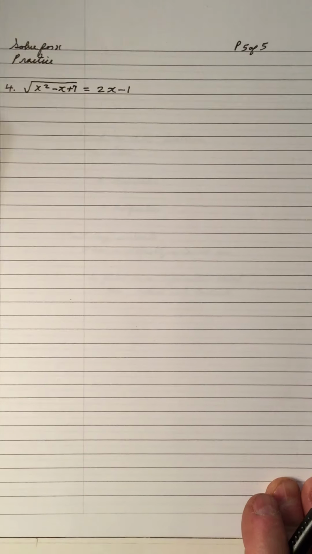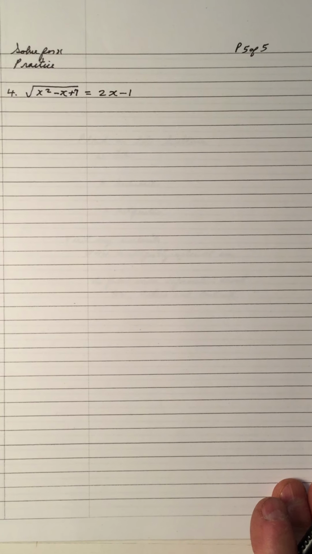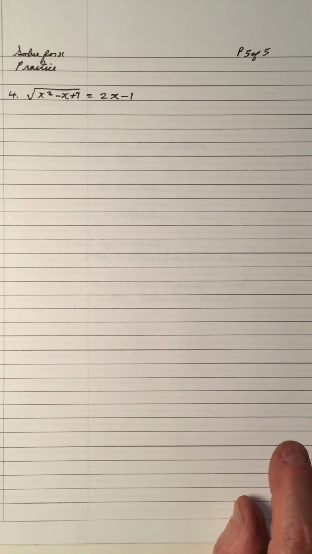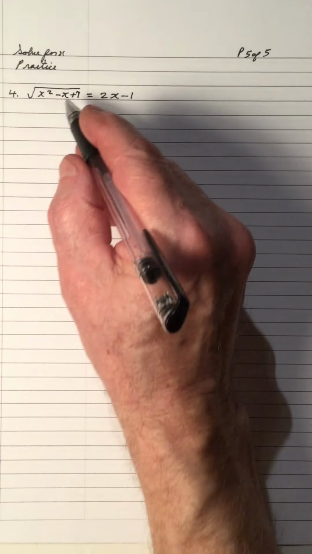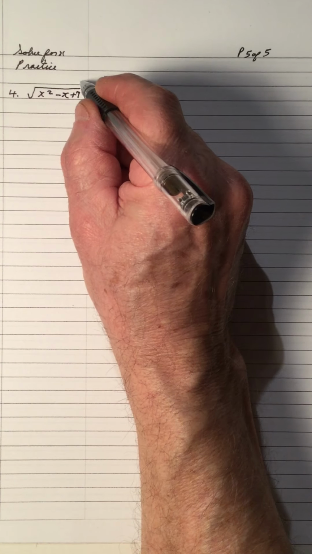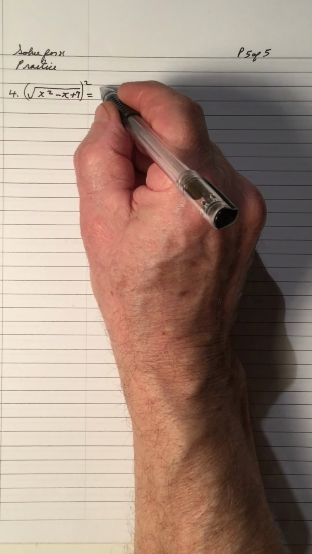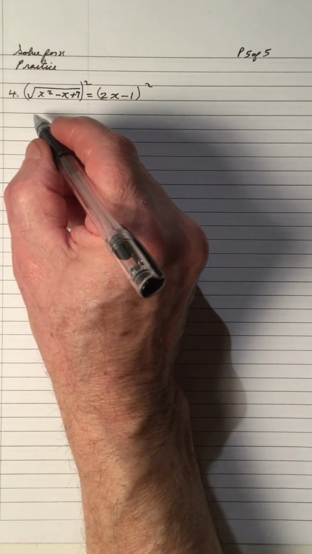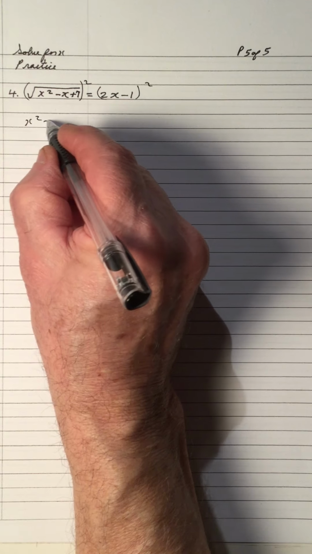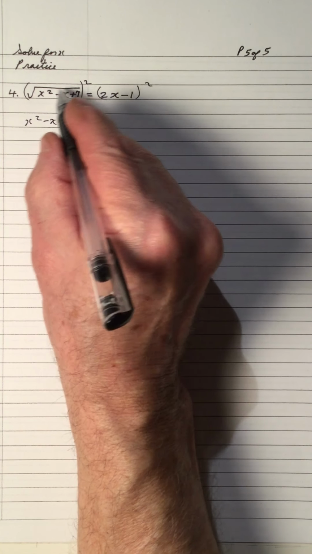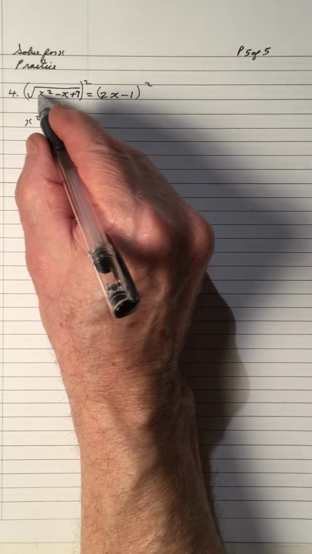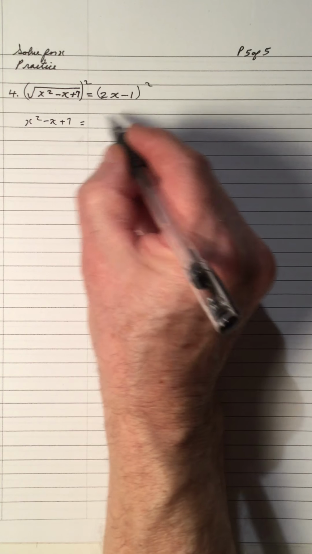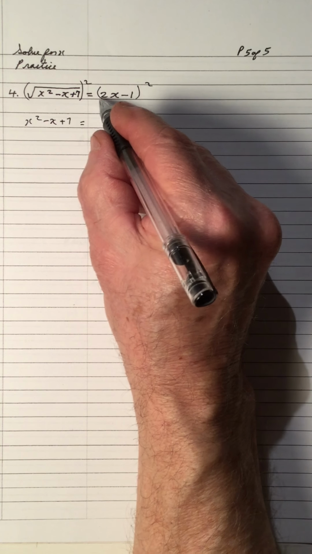And we got one more page. We got another one to work out. The root is isolated, so we'll square both sides. So we have 2x minus 1 squared equals x squared minus x plus 7. When you square a root, what's underneath the root stays. Now I'm going to do this fast.